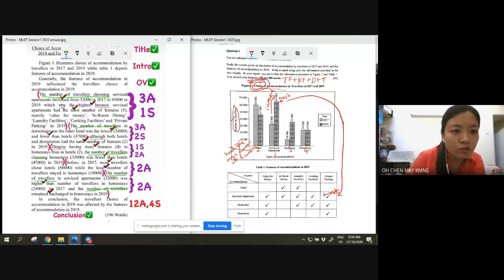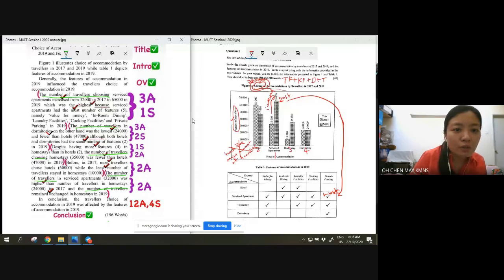All right, so here there is one trend word here. It increased from 32,000 in 2017 to 65,000 in 2019. Okay, this first part here is considered one analysis already. This whole thing has three analyses actually, but this is the first analysis because this is the first trend here. It increased from 32,000 to 65,000. So one analysis there. Okay, then continue. Which was the highest? Okay, highest is another trend word here to say that 65,000 was the highest. Because of this, it's awarded another analysis. So already two analyses, which was the most, which was the highest.